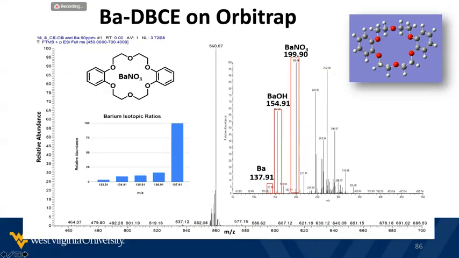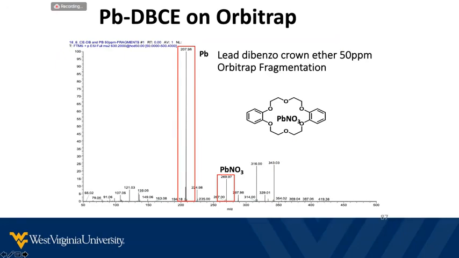We can see again here the fragmentation and isotopic ratios, which in this case, we were using high resolution just to confirm the presence of the species. This example shows high-resolution mass spectrometry for the fragmentation identification down to the bare metal for lead with the crown ether, the dibenzo crown ether.